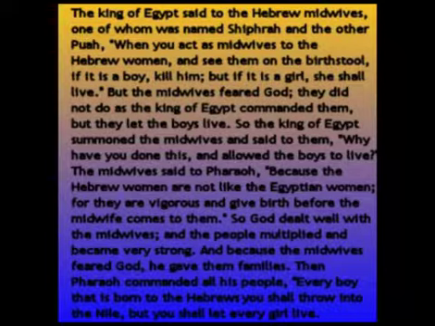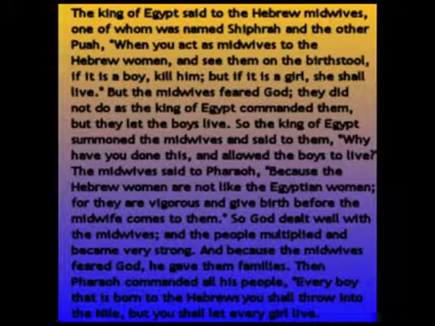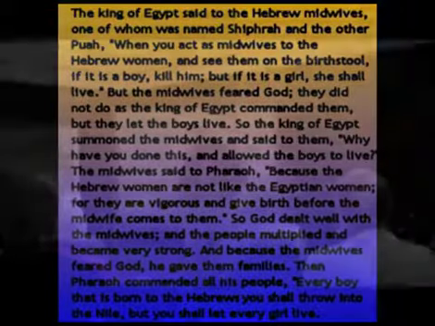So the king of Egypt summoned the midwives and said to them, why have you done this and allowed the boys to live? The midwives said to Pharaoh, because the Hebrew women are not like the Egyptian women. They're vigorous and give birth before the midwife can get to them. So God dealt well with the midwives, and the people multiplied and became very strong. And because the midwives feared God, he gave them families. Then Pharaoh commanded all his people, every boy that is born to the Hebrews you shall throw into the Nile, but you shall let every girl live.